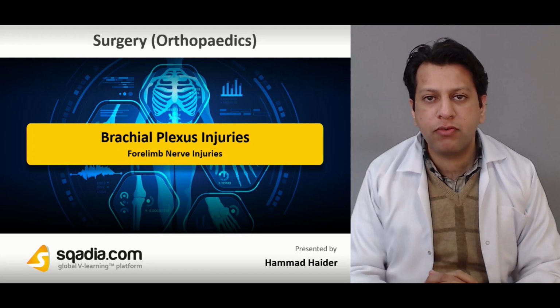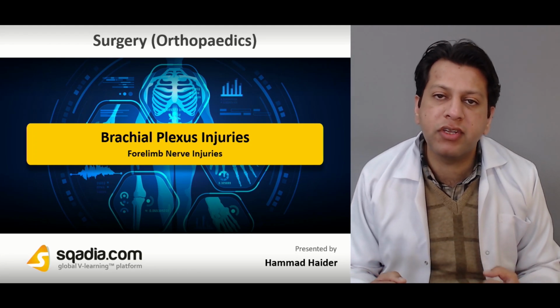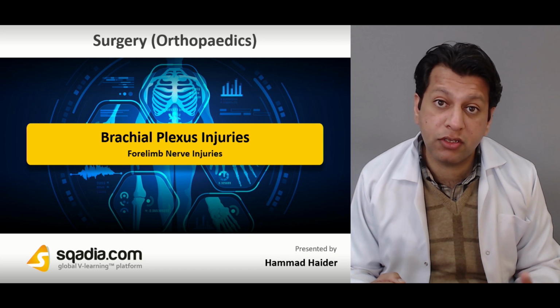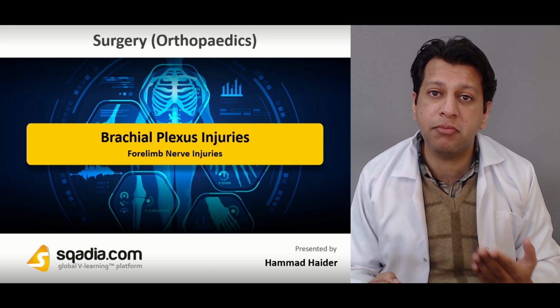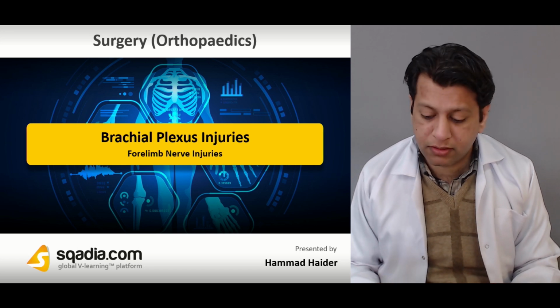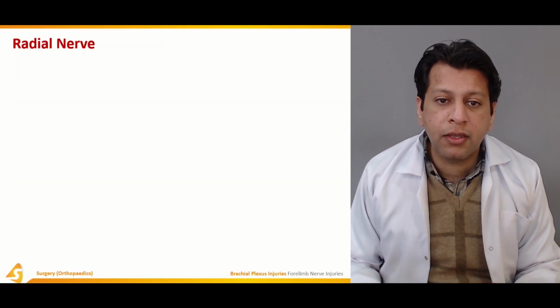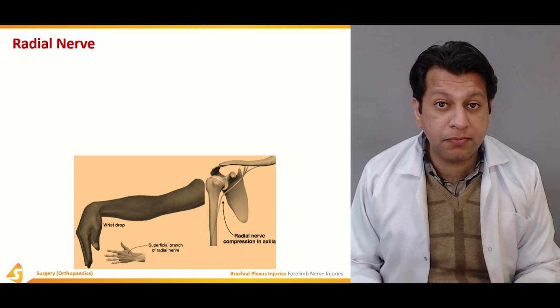Now moving on towards the forelimb nerve injuries, that is the peripheral nerve injuries involved, that we'll briefly go through in this section: radial nerve palsy, median nerve palsy, and ulnar nerve palsy. What is radial nerve palsy?